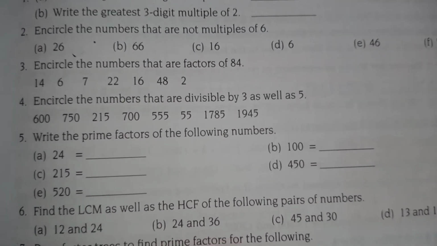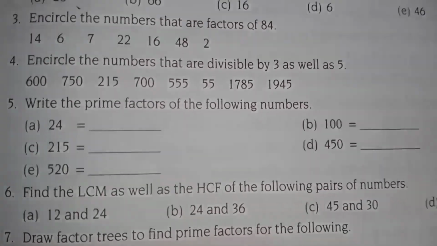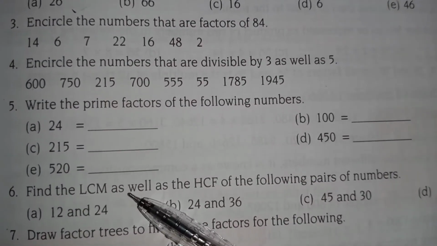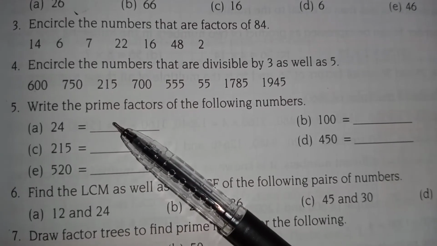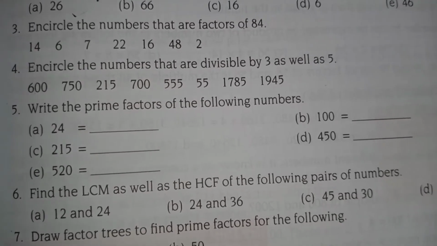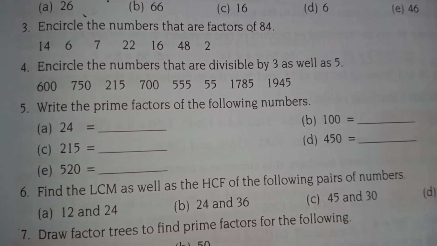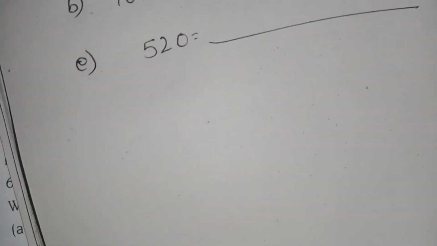Write the prime factors of the following numbers. So in this question we are going to write the prime factors of these numbers. Before finding the prime factors, first let us know what prime numbers are. Prime numbers are those numbers which are divisible only by 1 or by itself. I will teach you in detail in my next exercise. Just to make you understand this question, let me tell you what prime numbers are.